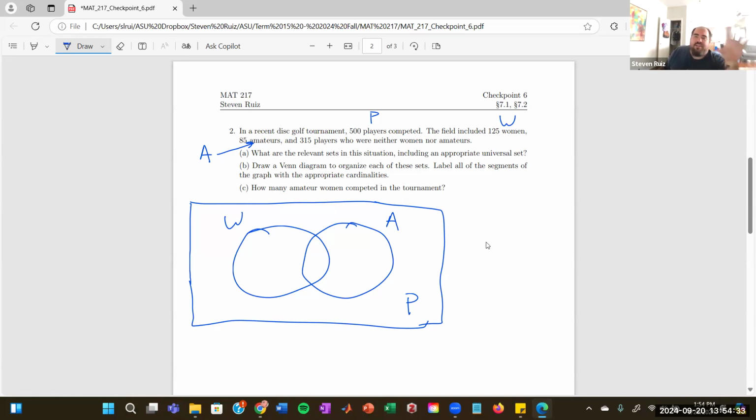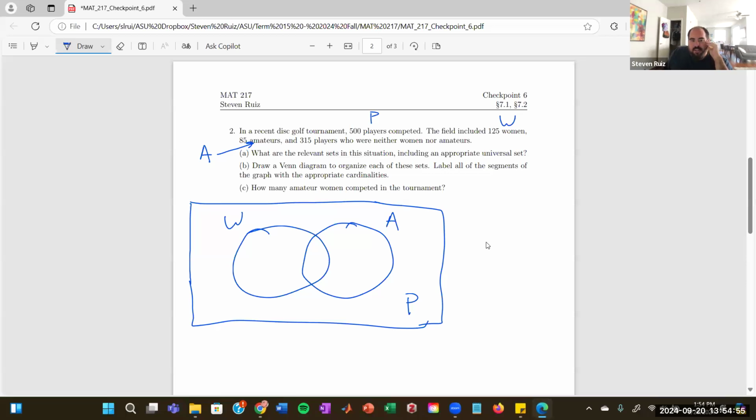So I know how many total players are in this event. I know how many women there are, how many amateurs there are, and there are probably going to be some that are both. In fact, that's the last part of this question. So I want to draw a Venn diagram to organize these sets. So now let's try to figure out how many elements are in each one of these sets.